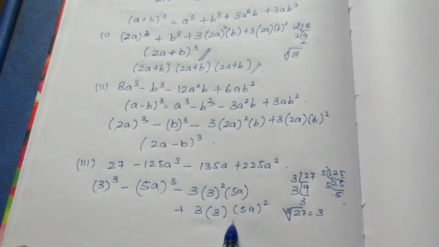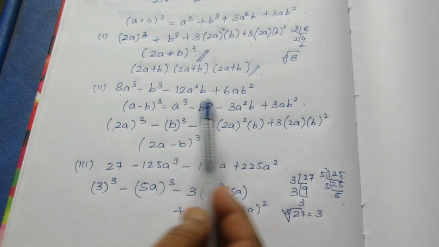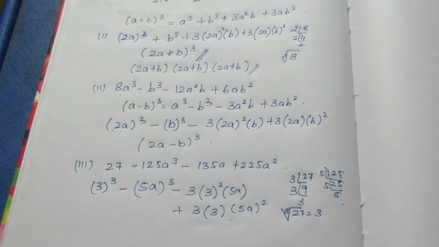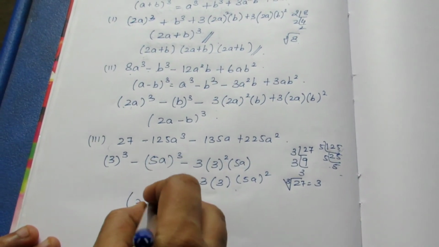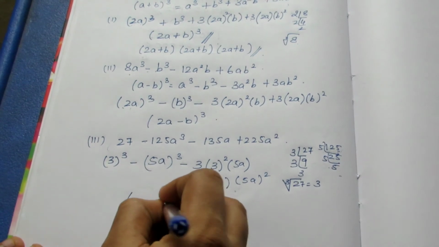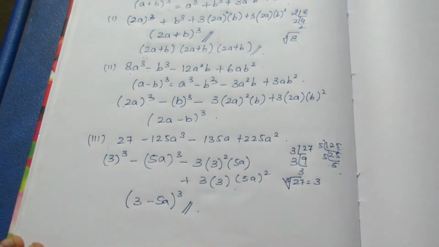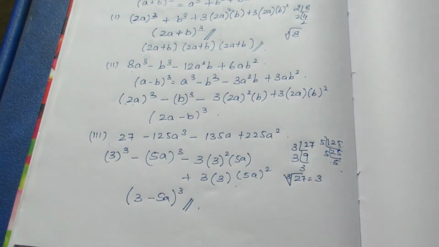As it is in the answer form of the identity, we need to finish it off with the question form. The question form is a minus b, where a here is 3 and b here is 5a, the whole cube. This is the answer for the third sum. We'll move on to the fourth one.